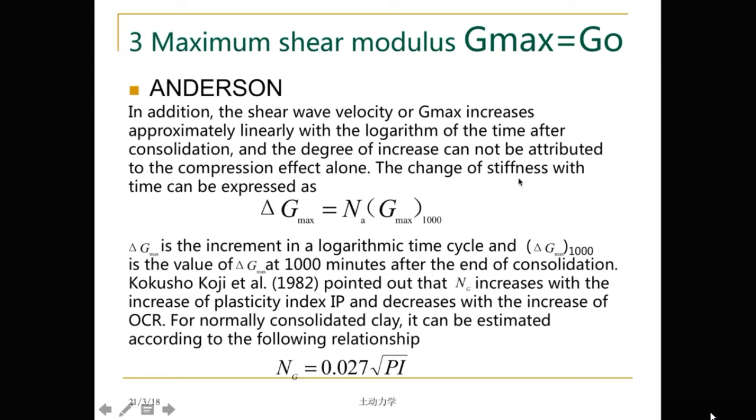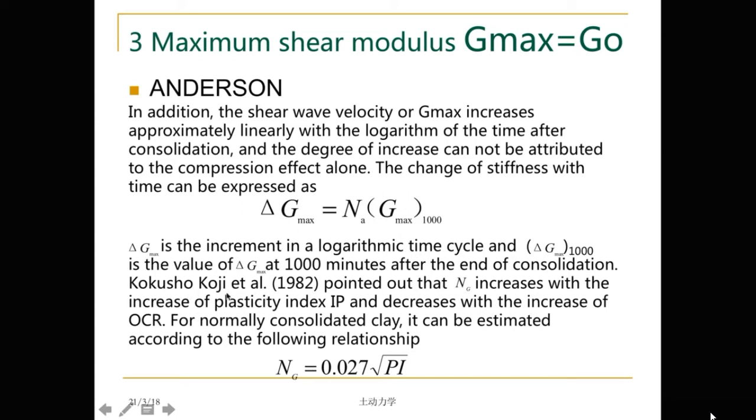The change of stiffness with time can be expressed as delta Gmax equal to NG. In fact, NG, subscript G, times the Gmax 1000. And here, delta G is the increment in logarithm time cycle, and the delta Gmax 1000 is value of delta G at 1000 minutes after the end of consolidation.